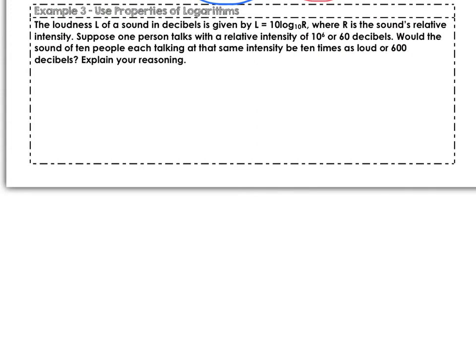All right, so now we're taking a look at this real world problem here. We're dealing with the loudness of a person versus the loudness of 10 people. So first off, let's look at the loudness of one person. That's where we get L1. We're going to use this formula here, 10 times log base 10 of R, where R is that sound's relative intensity. Well, the problem gave to us that the relative intensity of one person is just going to be 10 to the 6th.